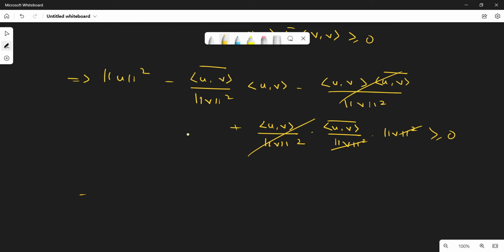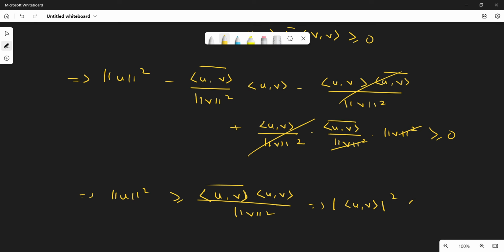Okay, now see, this cancelled and the resulting value cancels this, right? From here you can write it as norm of u squared is greater than or equal to <u,v> conjugate times <u,v> over norm of v squared. Now see, conjugate times it gives you the mod squared, right? So |<u,v>| whole squared is less than or equal to norm of u squared times norm of v squared, which implies mod of inner product <u,v> is less than or equal to norm of u times norm of v. This is the Cauchy-Schwarz inequality. Is it clear? This is the Cauchy-Schwarz inequality.